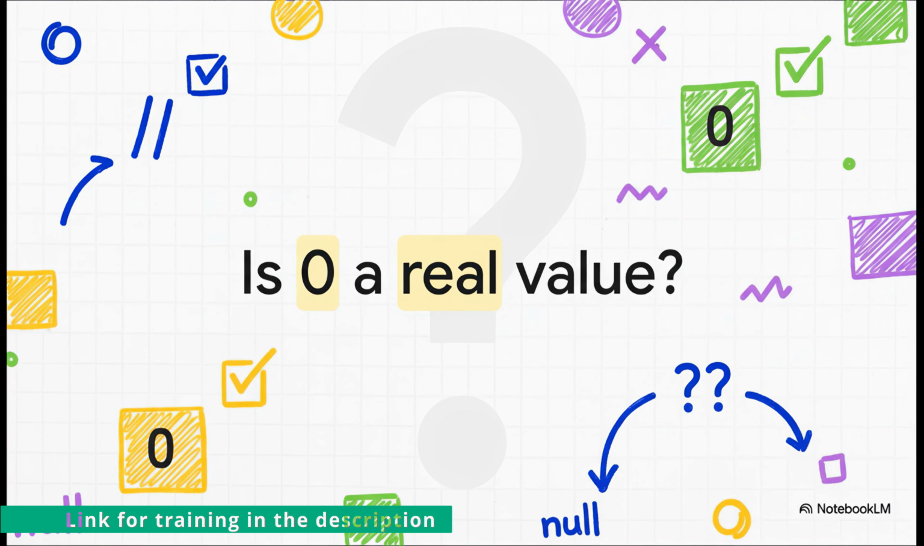So, to really get why this operator is so important, I need to ask you a simple question. In the code you write, is the number 0 a real, valid value? I want you to think about that because your answer is the key to, well, everything we're about to cover.